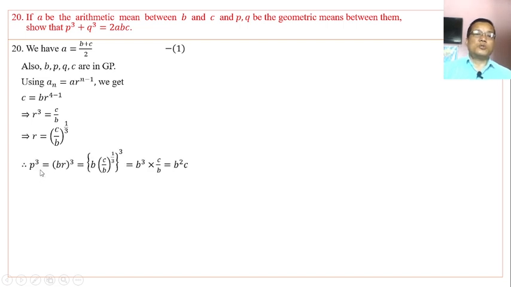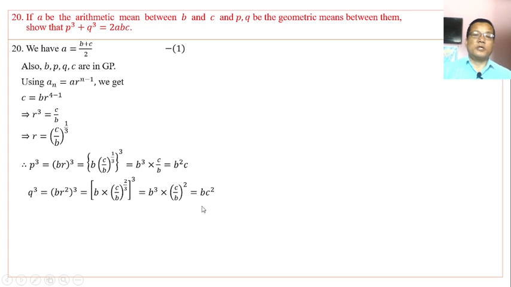Therefore, P cube, P is equal to BR. P is the first term B into r, so P cube is B cube, and r is (C by B) whole to the power 1 by 3. Cubing, solving, we get B cube into C by B, that is B square C. Similarly, Q cube is (B r square) whole cube, r is (C by B) whole to the power 2 by 3, and r square gives us BC square.